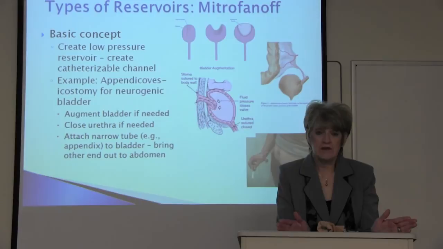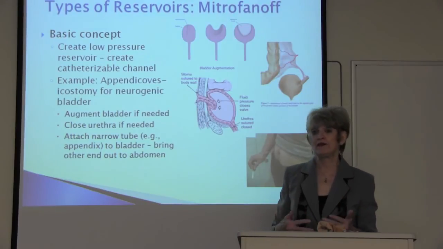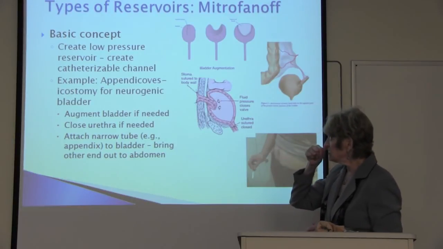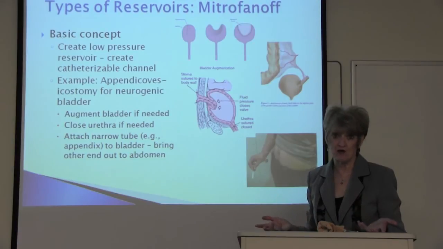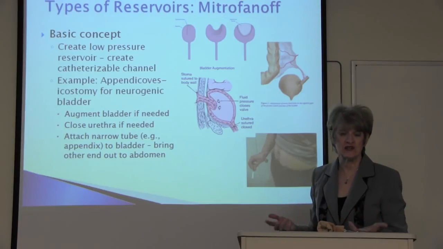There's another type of reservoir I want you to know about. It's called the Mitrofanoff. This is frequently done in the pediatric population. It's also a procedure that is used to create continent diversions in adults with neurogenic bladder. It started out as a concept, and now you also have the Mitrofanoff procedure. But the concept is this: you can create a low pressure reservoir from any section of bowel, or you can create a low pressure reservoir by enlarging the patient's own bladder if they have a neurogenic bladder.